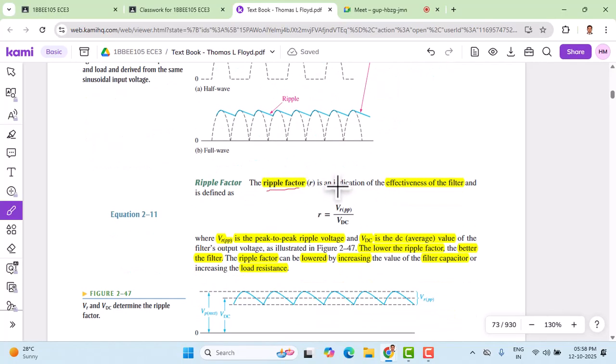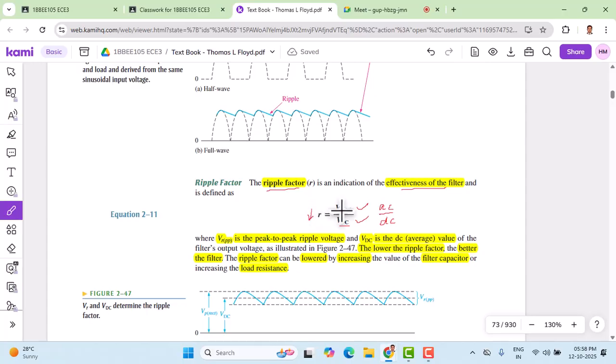Ripple factor is an indication of the effectiveness of the filter, and it is defined as VR peak to peak by VDC. The numerator is nothing but the AC component, and the denominator is the DC component. We expect VR peak to be as small as possible and VDC to be as large as possible. In fact, the ripple factor needs to be as small as possible. A rectifier filter is said to be very good when the ripple is very less.